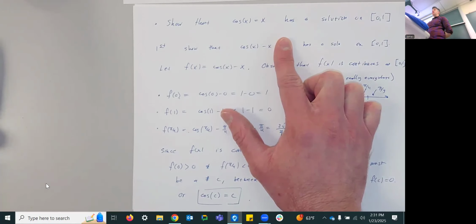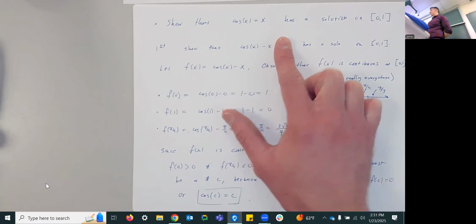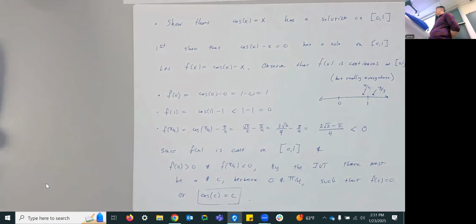So to show something's equal to something else, if we can't actually just find the solution, we can show there is one by using the intermediate value theorem, as long as there is one. Right? There actually has to be a solution for it to be shown.